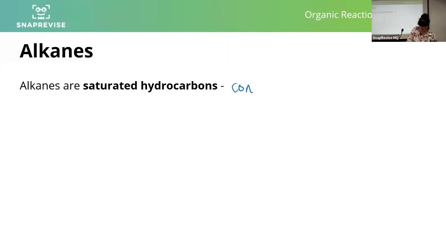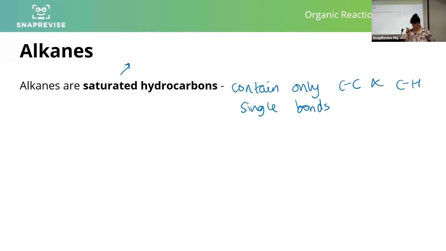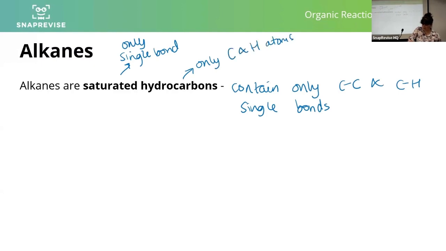They contain only carbon-carbon single bonds and carbon-hydrogen single bonds. That is because the shortened definition of a saturated molecule is it contains only single bonds, and the shortened definition of a hydrocarbon is it's only hydrogen and carbon atoms. Therefore, saturated hydrocarbons must contain only carbon-carbon single bonds and carbon-hydrogen single bonds.